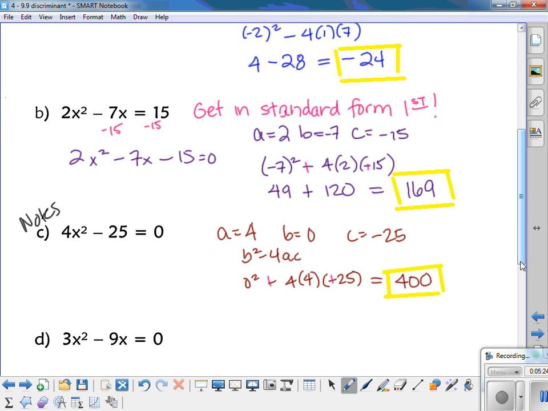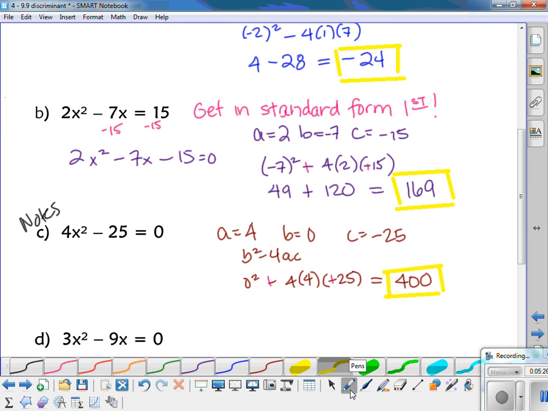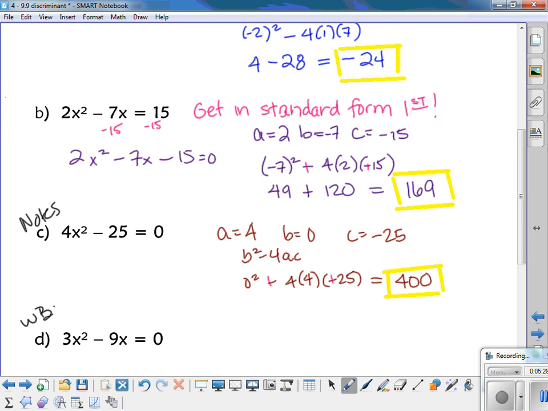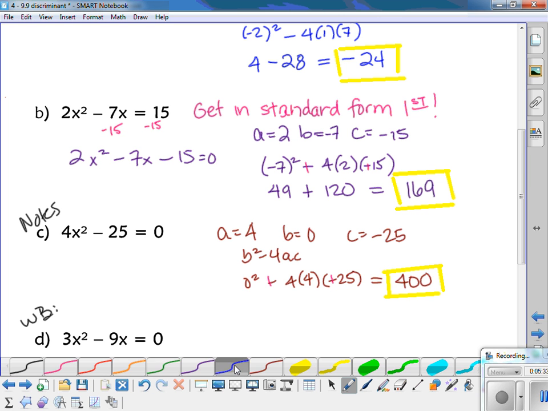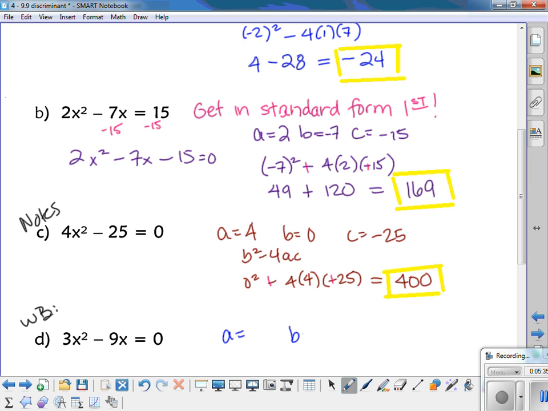All right, now this one you guys are going to do on your whiteboards. First, show me A equals, B equals, and C equals, before you do the whole problem, so I know you're doing it right.